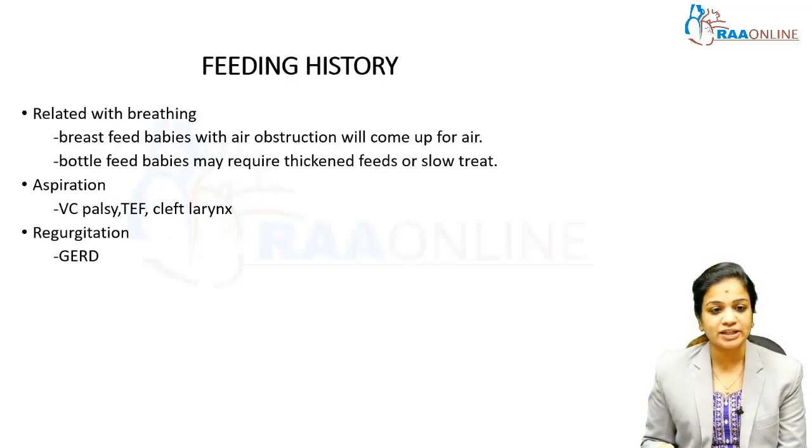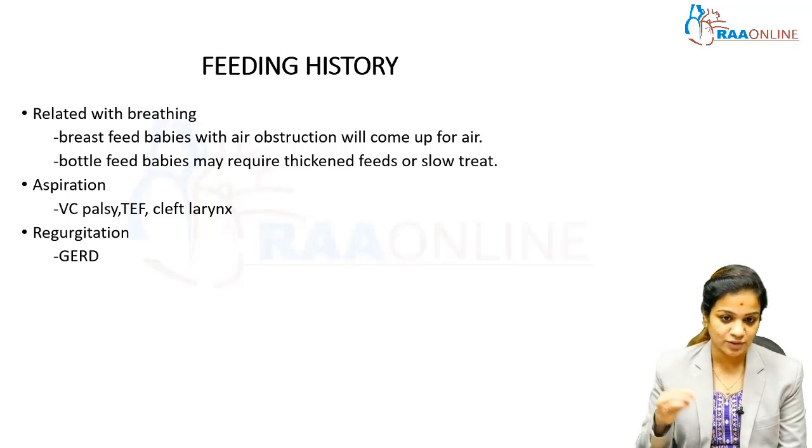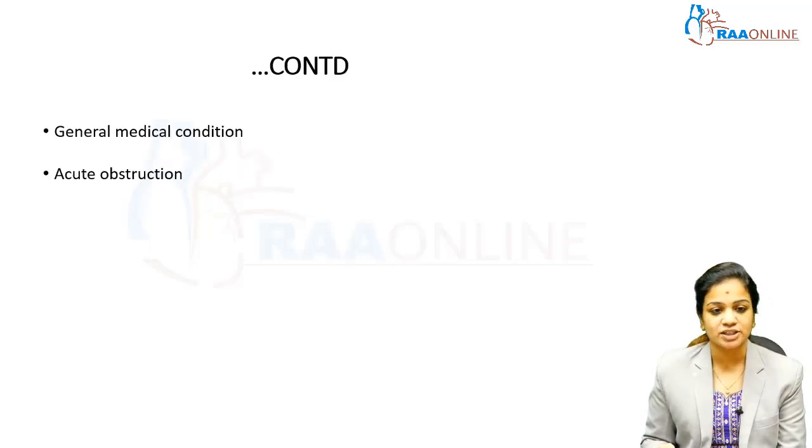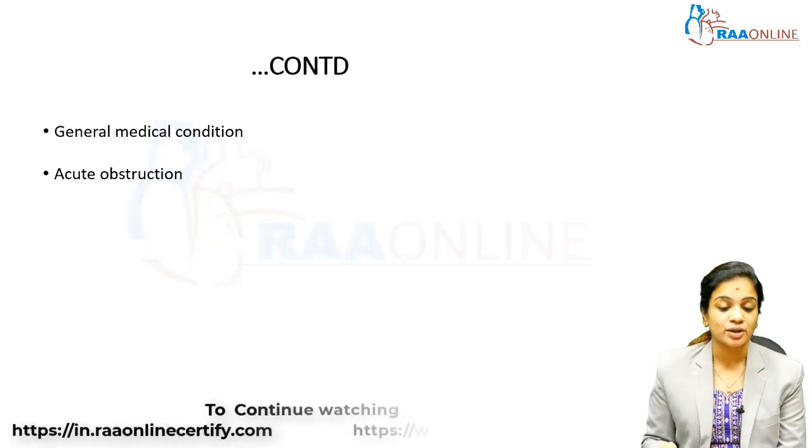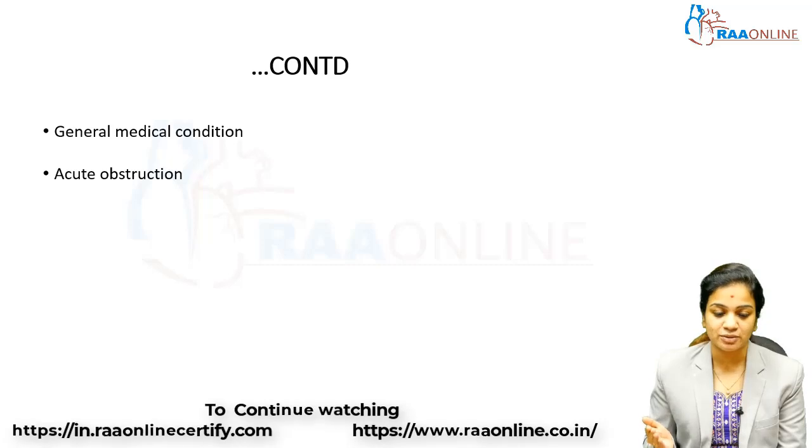So in relation to the feeding, if related with breathing, we know bottle fed babies with air obstruction will come up for air. Bottle fed babies may require thickened feeds or slow teats. And if there is any aspiration, say suppose you are giving a fluid to the child, immediately the child is coughing, we should think of tracheoesophageal fistula or vocal cord palsy or any laryngeal cleft. If there is regurgitation, think of GERD or laryngomalacia. And how is the general medical condition of the patient? Is the child very emaciated, or is there any real acute obstruction? That means if after a meal the child is having all this, then it could be because of aspirated foreign bodies.